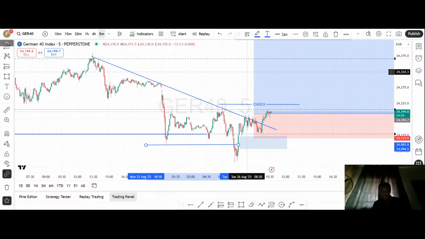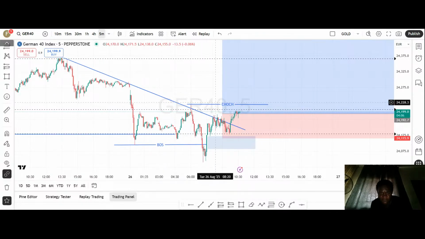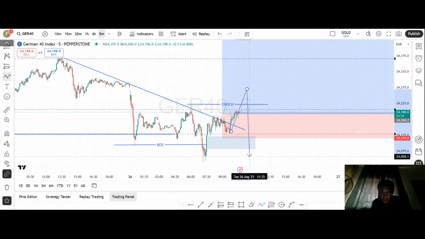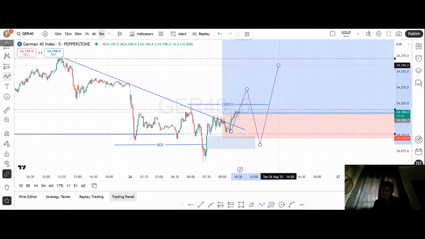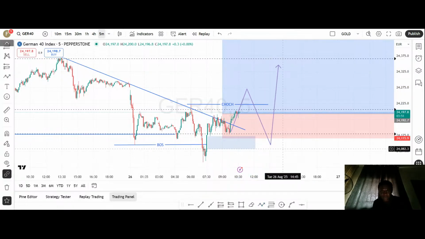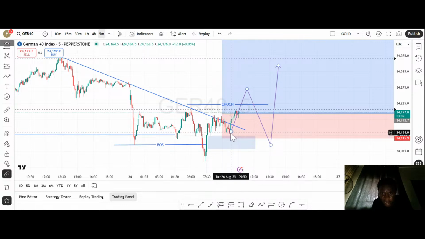So if I want to use my SMC now, I will use here. Once you break here, once you go up and break here, I'll wait for it to come down again to here and go high again. So that's how I want to trade this market today. I might not buy now. I might even close this trade, because here is a low, here is a low.